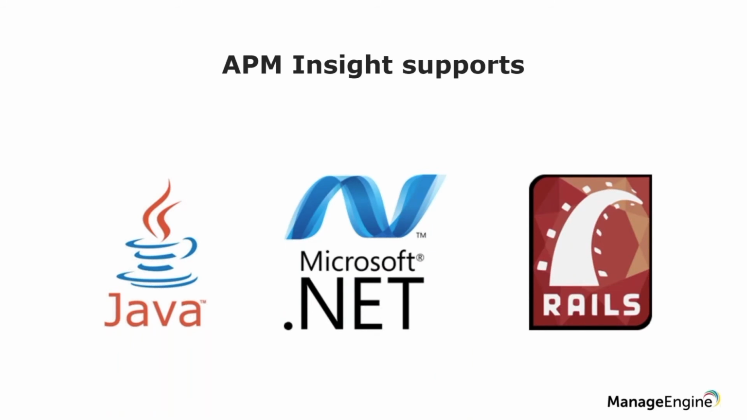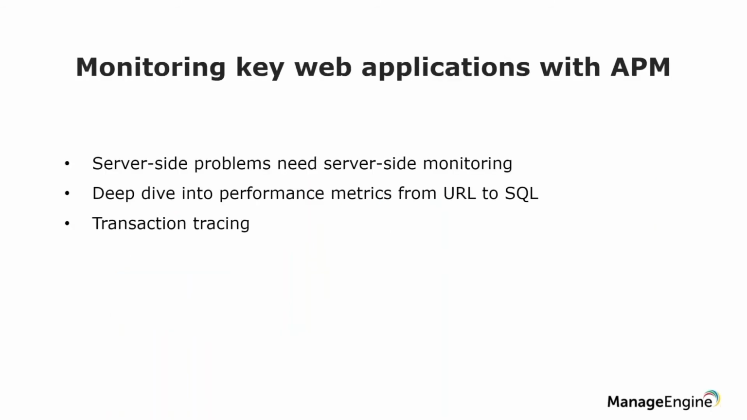With so many different metrics being produced by a wide range of business applications, how can one normalize performance and assemble information into something meaningful? It's a difficult task, right? So APM Insight offers a visual representation of these performance metrics, starting from URL to SQL queries, AppDex score to measure user satisfaction, and transaction tracing.